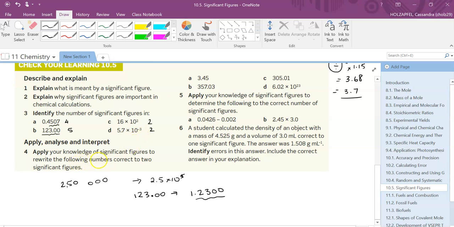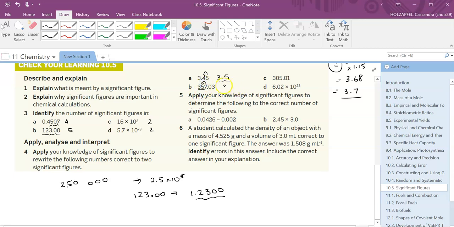Okay, apply your knowledge of significant figures to rewrite the following correct to 2 significant figures. Okay, so for this one, it's going to be 3.5 because we need to round this one up so that we have 2 digits. Now for this one here, this is a little bit trickier. So I want these first 2 leading digits only. So I'm going to round this up.